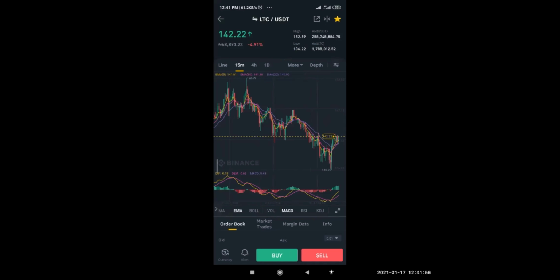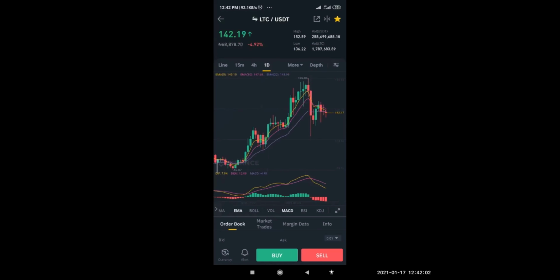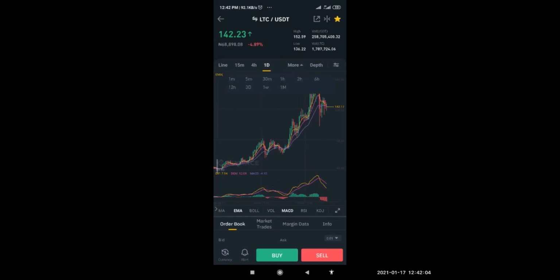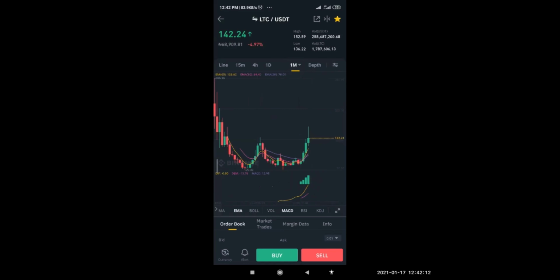For institutional traders or positional traders, they can use the 12-hour or the 1 day, the 4 day, and then the 1 week to do their own analysis. That's why some people will analyze Bitcoin from 2016. So look at it here. Look at it for 1 month.